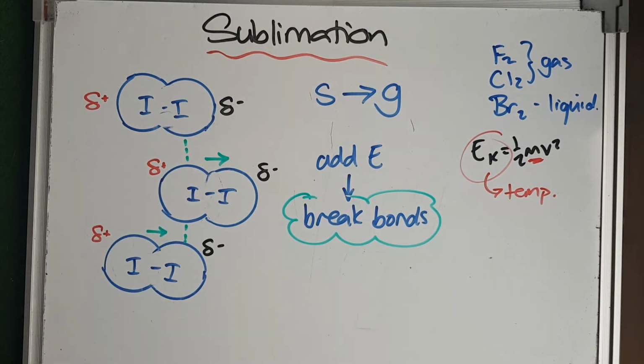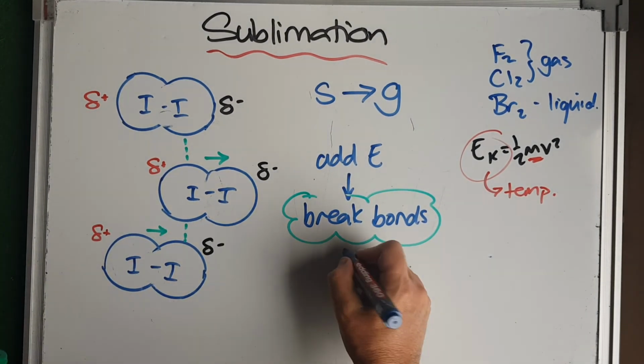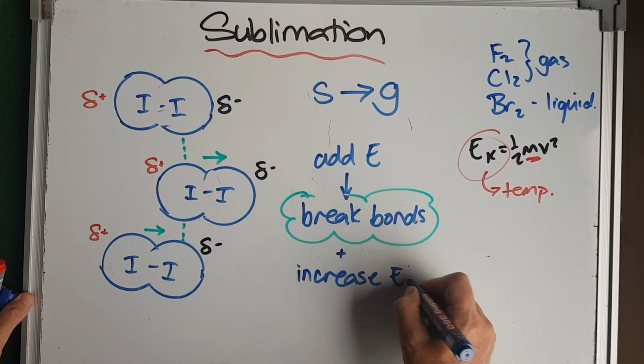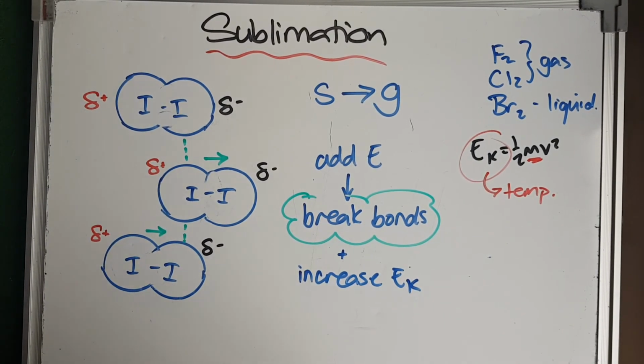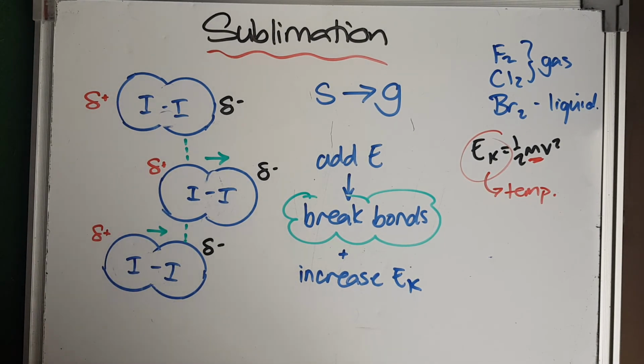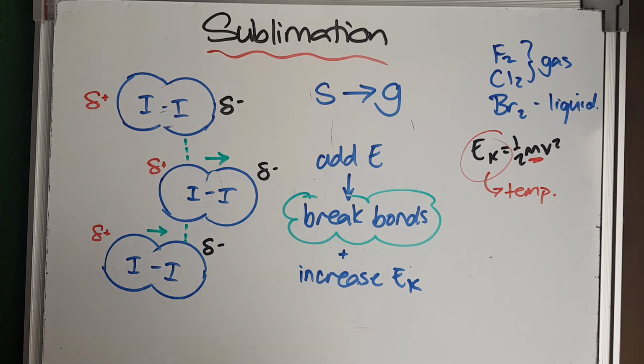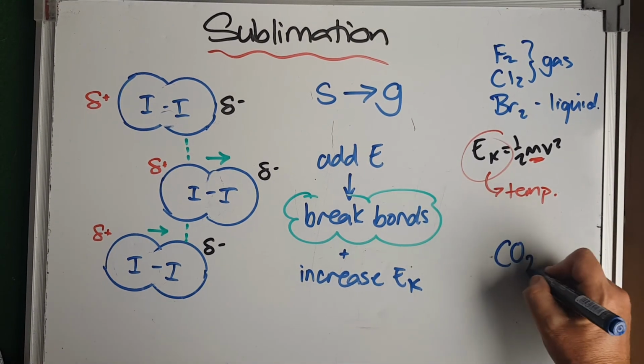But in doing so, we also increase the kinetic energy and therefore the speed of the particles, and so they can't reform bonds to therefore be liquid. They escape because there is no bonding between the particles. And this works for iodine, and it also works for dry ice, which is CO2.